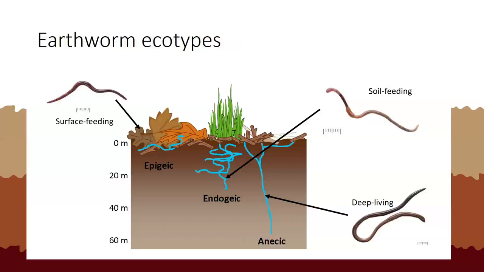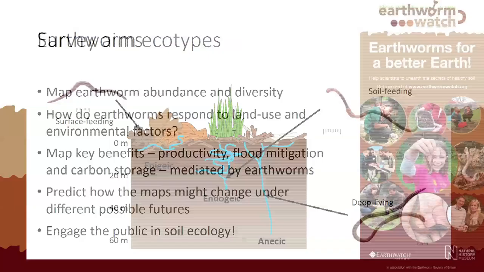So the surface feeding epigeic small earthworms don't make burrows, but they process litter and are important in decomposition. The soil feeding endogeics mix soils and are known to increase water infiltration and are associated with higher productivities of soils. And the anecics make deep burrows, which are again associated with higher infiltration rates and reduced flooding risk, and also bring leaf matter into the soil and are thought maybe to increase the carbon storage of the soil.